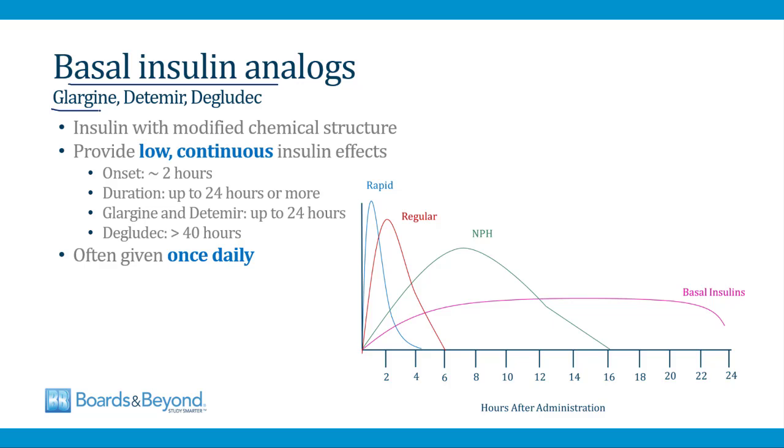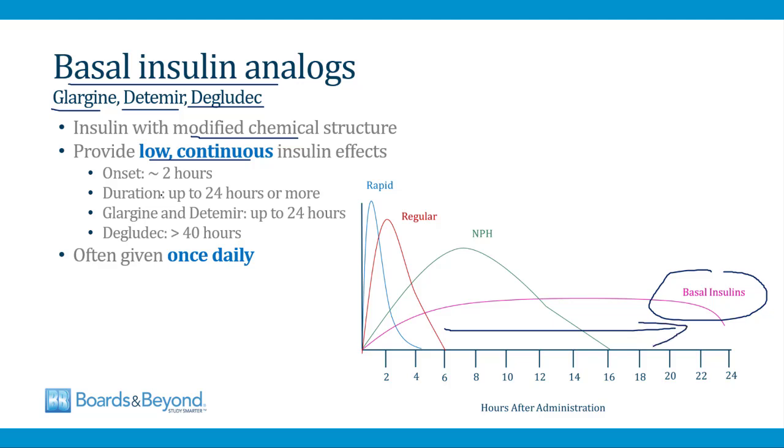These include glargine insulin, detemir, and degludec. All of these are insulin molecules with a modified chemical structure, and the goal is to provide a low-level continuous insulin effect to the body. The properties of the basal insulins look like the pink line shown on the graph here. You can see that their peak effect is much lower than other insulins, but their duration of action is very, very long.